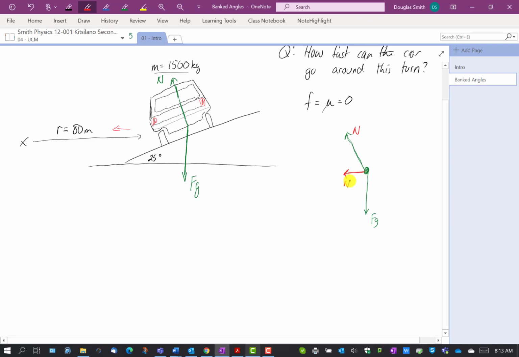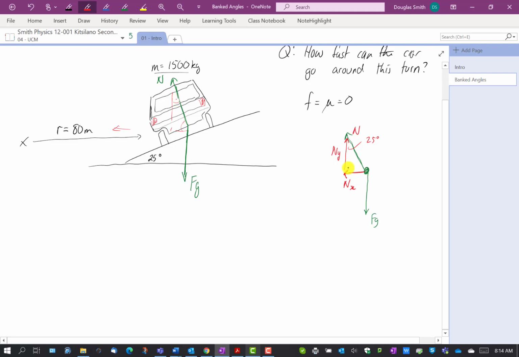We could call this N, I'm going to call that Nx, and this is Ny. And that small angle there is your 25 degrees. I can tell just by looking at this drawing: clearly this is a really big angle, that's a small angle, so that must be the 25 degrees.